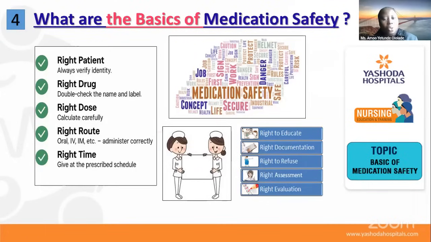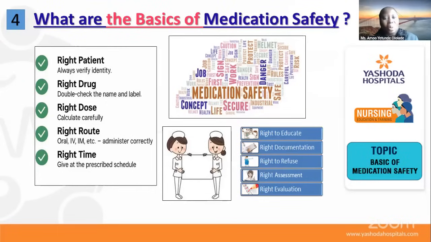Then also right assessment. There are some medications where you have to assess the patient before administering. For example, if you are in a medical ward and you are administering digoxin to a patient, the first thing is to check the vital signs of that patient before you administer the drug. If the pulse rate is lower than 60, you have to withhold and contact the healthcare provider to let them know the situation on the ground.